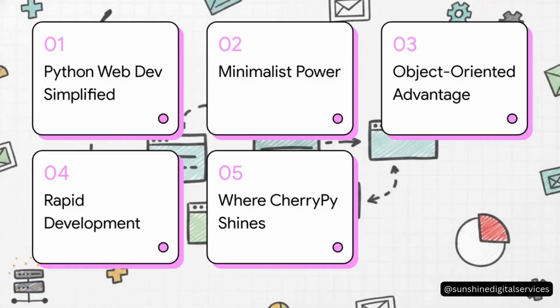Okay, let's dive into this. Here's our roadmap for today. First, we'll look at Python web development, simplified. Then we'll explore the minimalist power of CherryPy, followed by the object-oriented advantage. After that, we'll see how it's built for rapid development, and finally, wrap up with where CherryPy shines best.